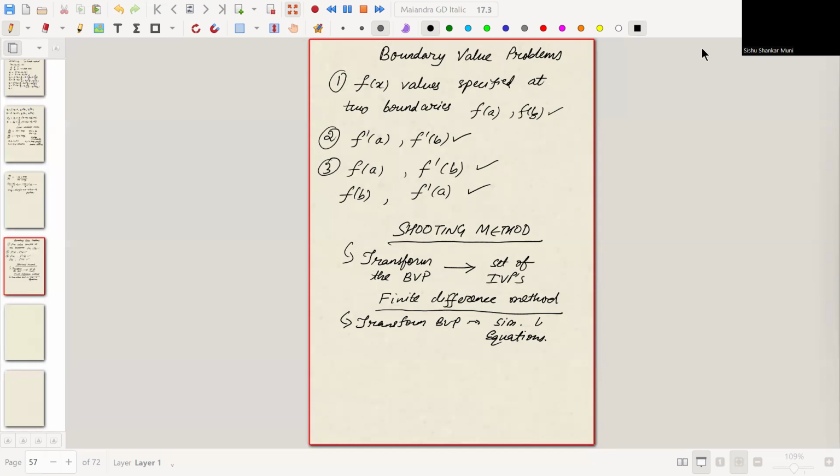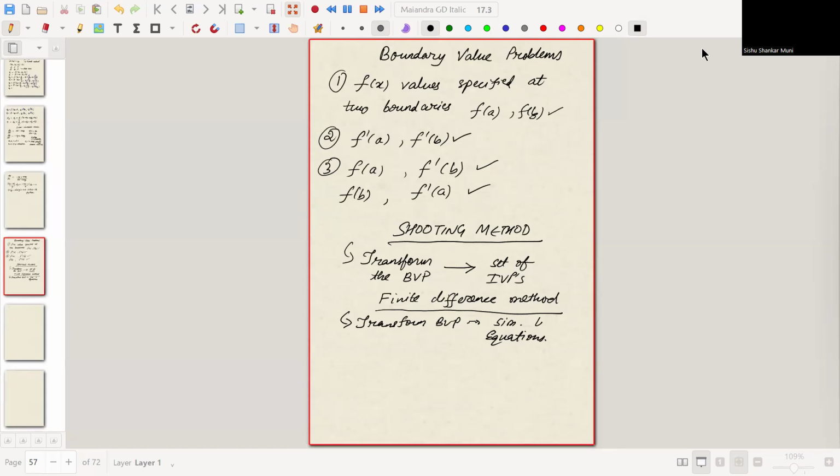Okay, so just before the break, we were seeing the shooting method and the finite difference method in order to solve these boundary value problems, right? The idea behind the shooting method is you will transform the boundary value problem into a set of initial value problems, and then use any kind of method you want to use and march ahead.